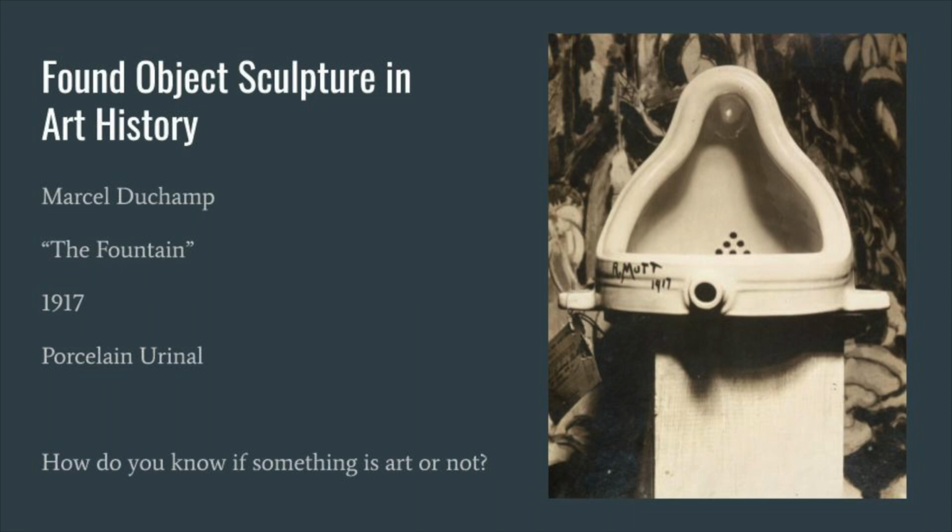The most famous example of a found object art piece in our history is this sculpture called The Fountain by Marcel Duchamp. It's from 1917, and it's really just a urinal that the artist turned on its side, put in an art gallery, and declared it was art. This sculpture made the entire world reconsider what art means. How do you know if something is art or not? And who gets to decide?